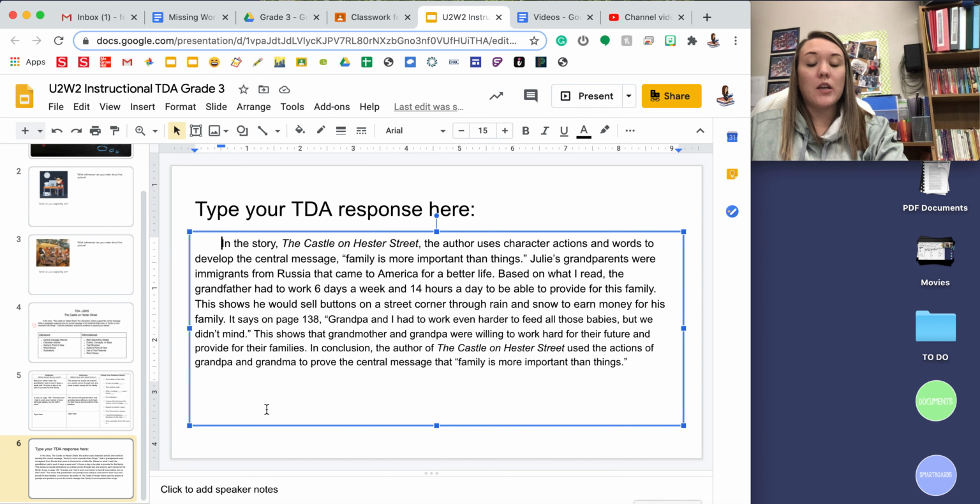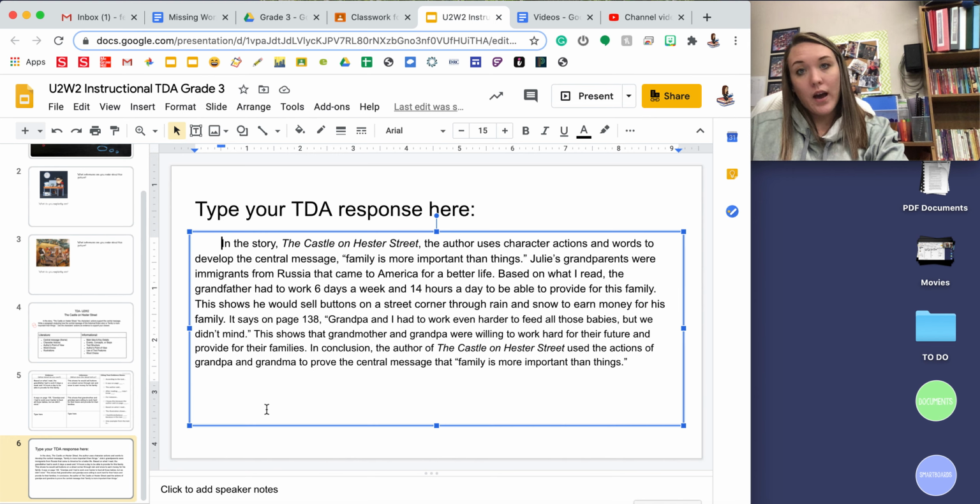It says on page 138, "Grandpa and I had to work even harder to feed all those babies, but we didn't mind." This shows that grandmother and grandpa were willing to work hard for their future and provide for their families. In conclusion, the author of The Castle on Hester Street used the character actions of Grandpa and Grandma to prove the central message that family is more important than things.